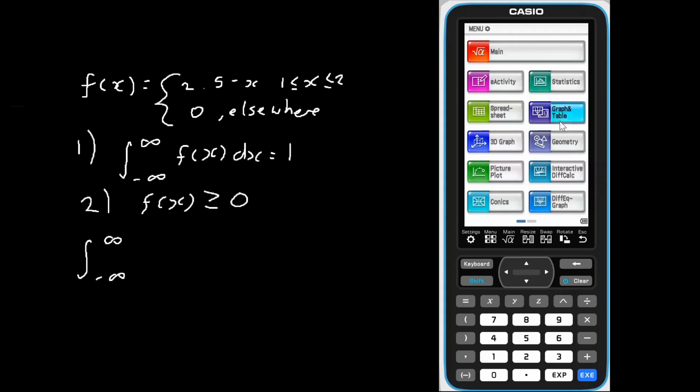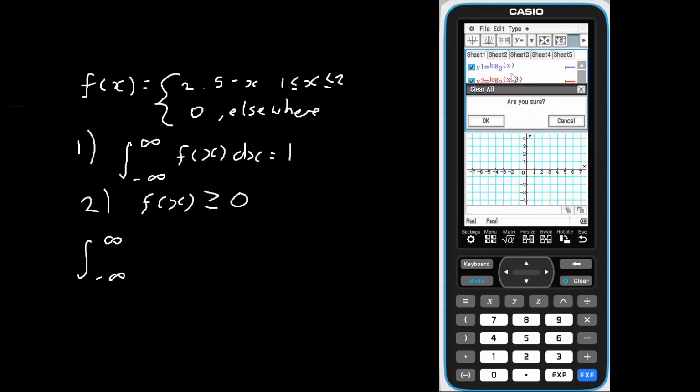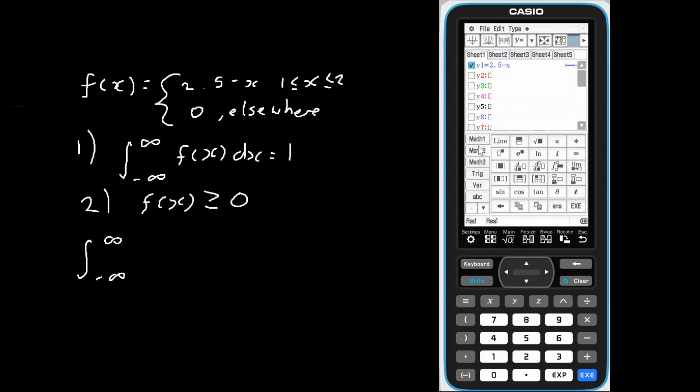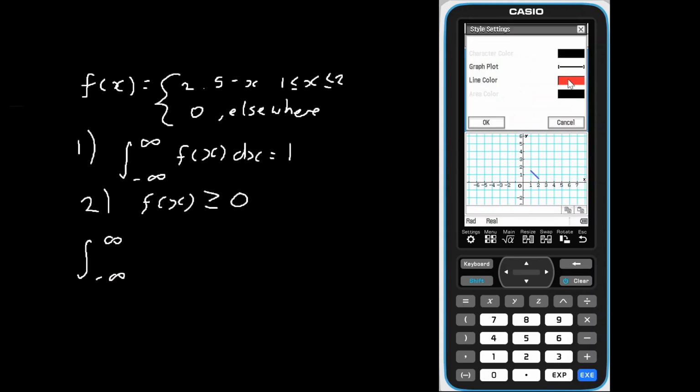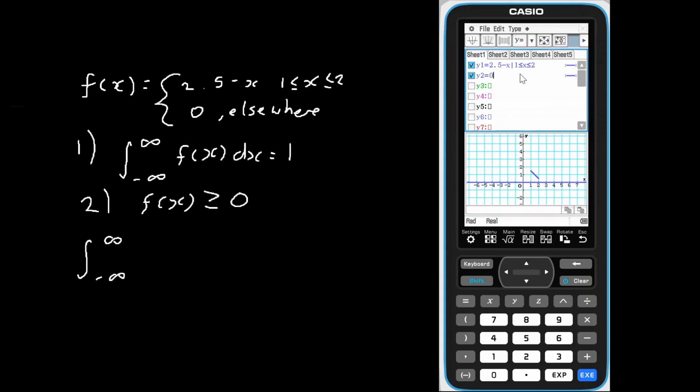So if I go to my graph and table, I'll clear what I've done before, and I say 2.5 minus x, and I can use a given that symbol. We'll see if this works actually. I'm not sure if it will, but I'll give it a shot. So given that 1 is less than or equal to x is less than or equal to 2, I just plotted it here, and then for everywhere else it is going to be 0 elsewhere.